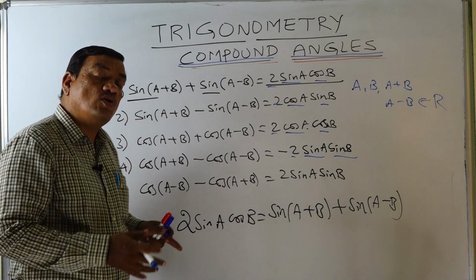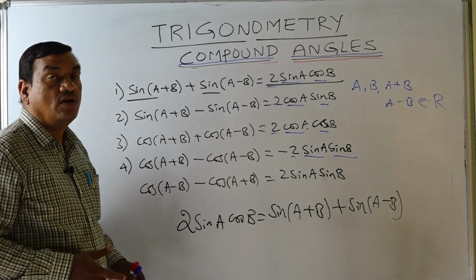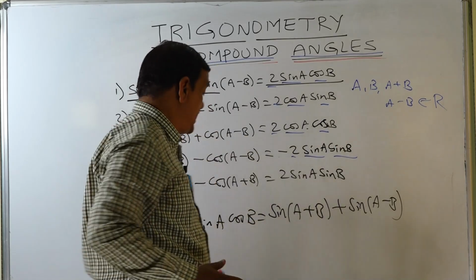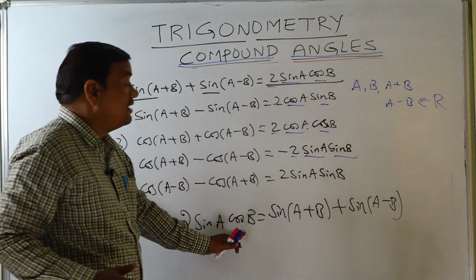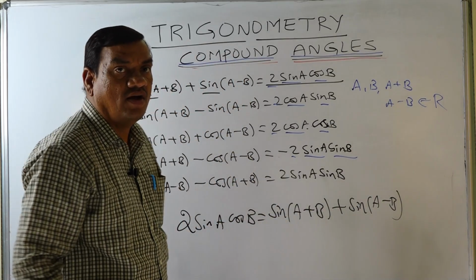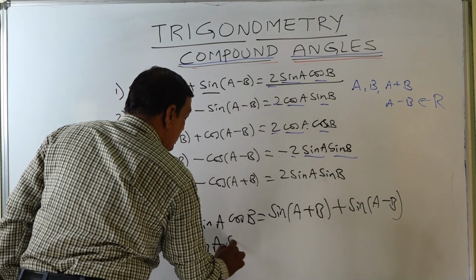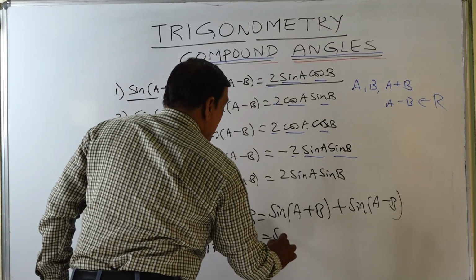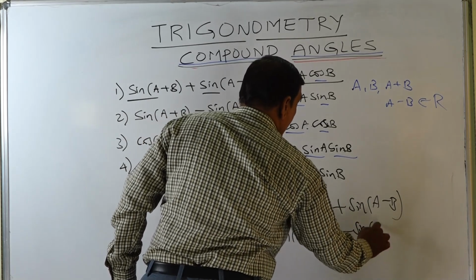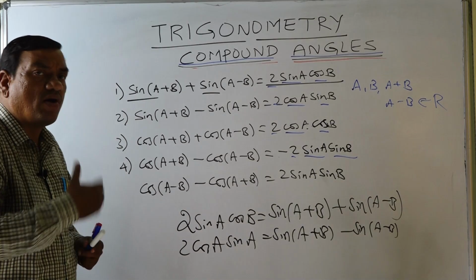While preparing all the formulas, first write down the formulas in this way. Afterwards, write the formulas in the reverse direction also. 2 sin A cos B can be written as sin of A plus B plus sin of A minus B. This is the way of learning the formulas. Second one also, 2 cos A sin B can be written as sin of A plus B minus sin of A minus B. Like that you have to learn. Write the formulas a number of times.